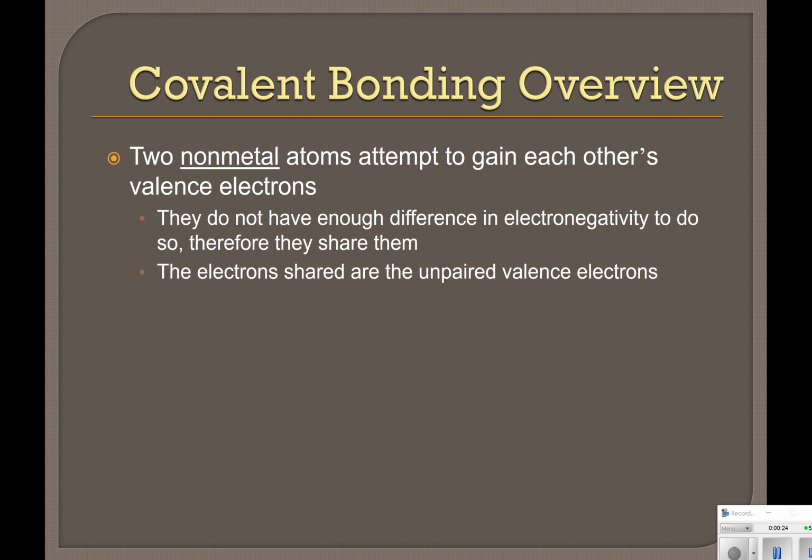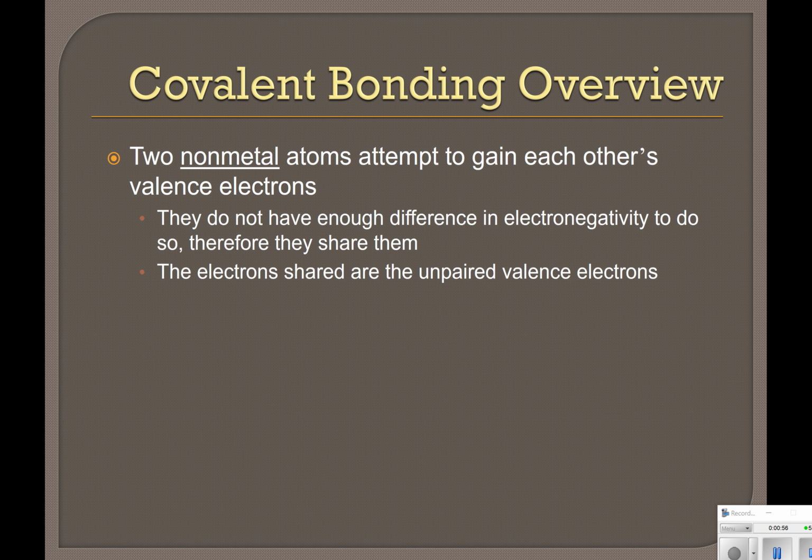So in covalent bonding, we're going to have two nonmetal atoms that attempt to gain each other's valence electrons. Remember, in ionic bonding, we actually had atoms that gave up electrons to another atom and became positive or negative ions. And that was with a metal and a nonmetal atom. But covalent bonding is going to require two nonmetal atoms, and they're going to actually try and share each other's electrons because they don't have enough difference in electronegativity to actually take them.